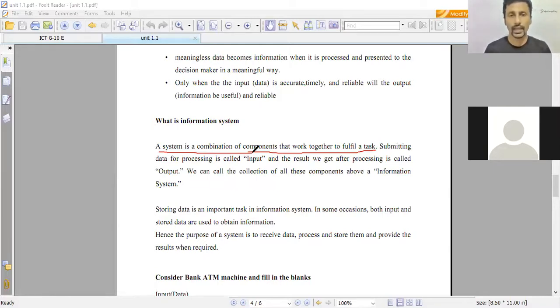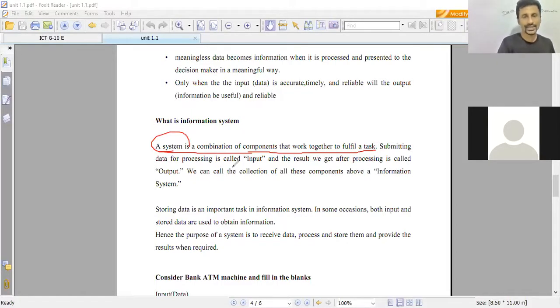So if I take the school as a system, my components, students, teachers, buildings, everything we can consider as components working together to fulfill the task. What is the task? The school is to produce educated people for the society. So that is components working together to fulfill a task. That is called system, right?